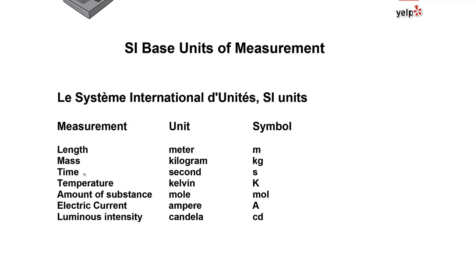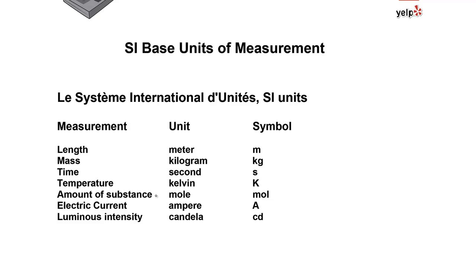So time is in seconds, temperature in units of Kelvin. And you might think, well, no, temperature's in Fahrenheit, temperature's in degrees Celsius. Well, there are conversions between Celsius and Fahrenheit and Kelvin. And so the Kelvin scale is just another temperature scale. So that shouldn't bother us too much either.